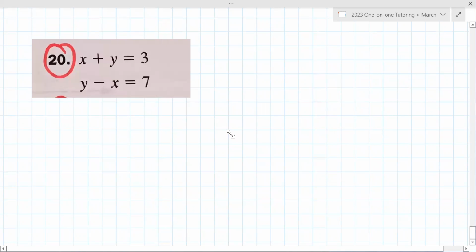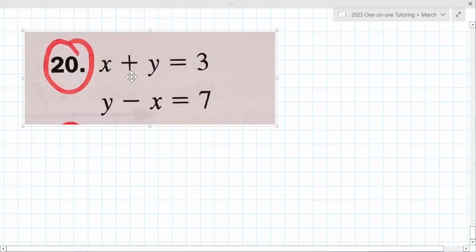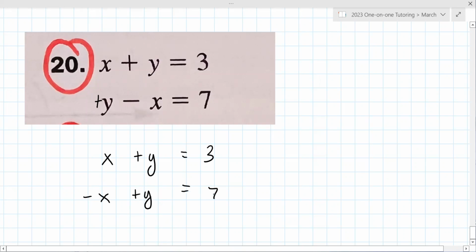All right, so when I look at 20, what I want you to see is that the order of the variables is not good. It's not correct. They should be in alphabetical order. So this one on the bottom here is not in standard form. It should be -x plus y as the second equation. So let me just rewrite the first equation. And then the second one is -x plus y equals 7.